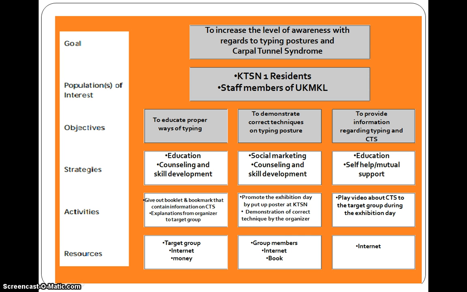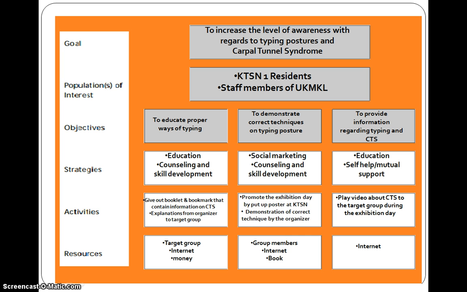From the strategies, we'll do a few activities in order to accomplish the objective, which are to give out the booklet and bookmark that contain information on CTS, and also we from the organizer will explain to the target group who will come to our exhibition about the proper ways of typing. The resources for these activities are the target group, internet, and also money.